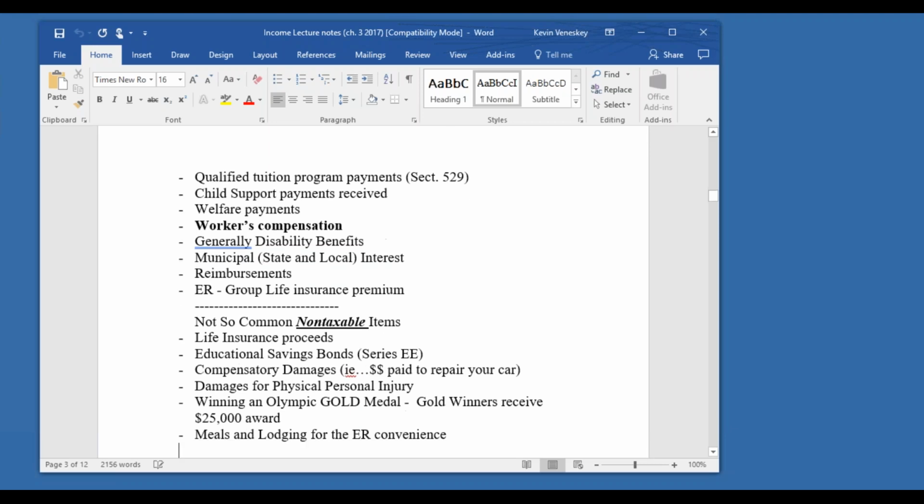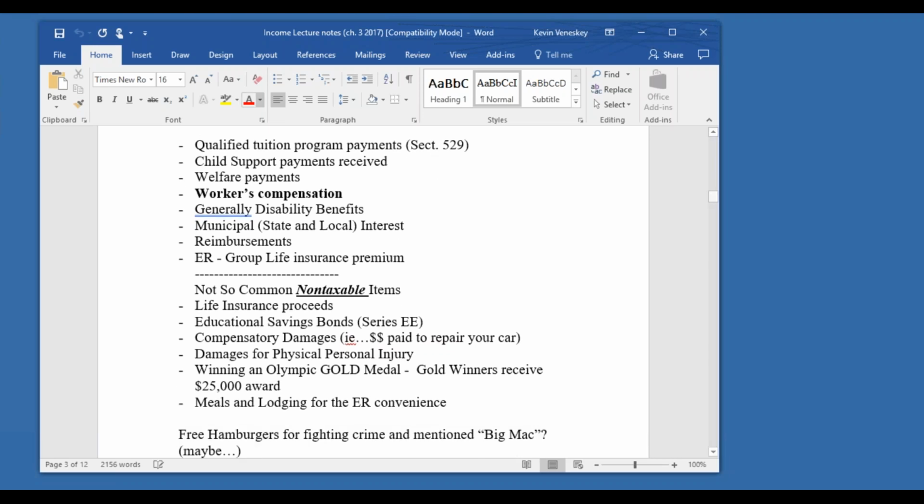Qualified tuition payments. If somebody set up what's called a Section 529 plan on your behalf, maybe when you were very young, and they put money into it, you can take that money out and the interest and not have to pay tax on it as long as it goes towards educational expenses. Child support, that's one that's definitely not taxed. So if you get money from an ex-spouse and it's deemed for child support, that is tax-free. Any TANF type payments, which is also considered welfare payments, those are tax-free.